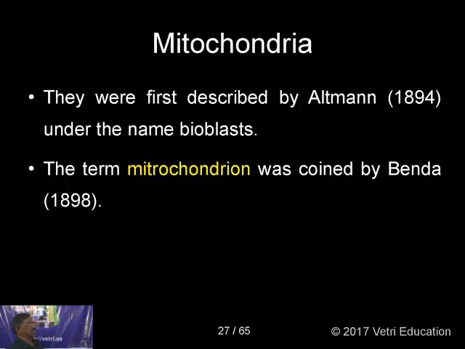Mitochondria were first described by Altman in 1894 under the name bioplast. At that time, he called the mitochondria bioplasts. Later, the name mitochondria was given by Benda in 1898. After 4 years, the name bioplast was changed to mitochondria.